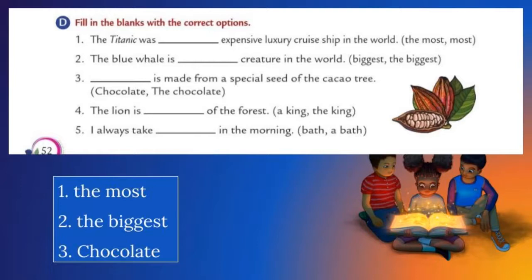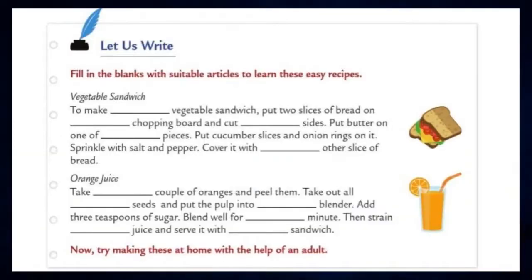Students, reminding you, you should try. Students, here is an interesting activity for you, that is fill in the blanks with suitable articles to learn these easy topics. Look here, two recipes are there. One is vegetable sandwich and another one is orange juice. Before doing these recipes, just complete this paragraph. Just fill this paragraph with correct articles. After completing this exercise, you should try these recipes.